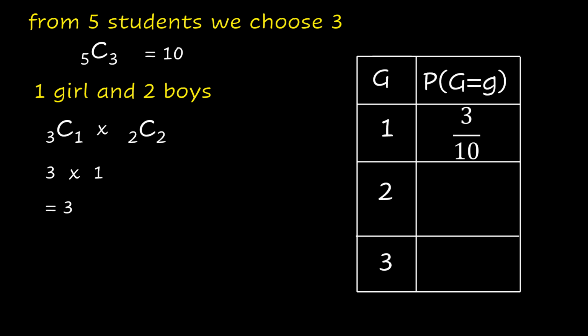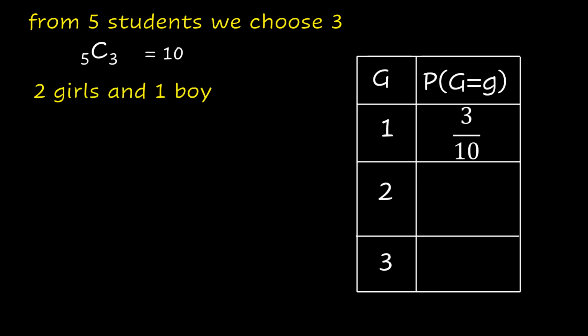Now for 2 girls, we mean 2 girls and 1 boy because there has to be 3 in the representatives. We are going to select the 2 girls coming from 3 girls, so we are going to say 3 combination 2. And of course, the 1 boy is selected from the 2 boys, so we are going to say 2 combination 1.